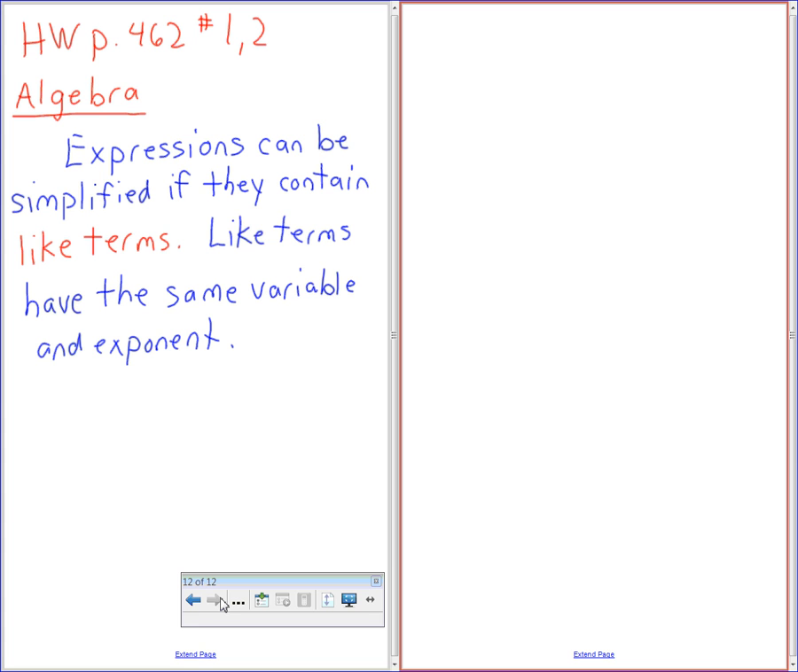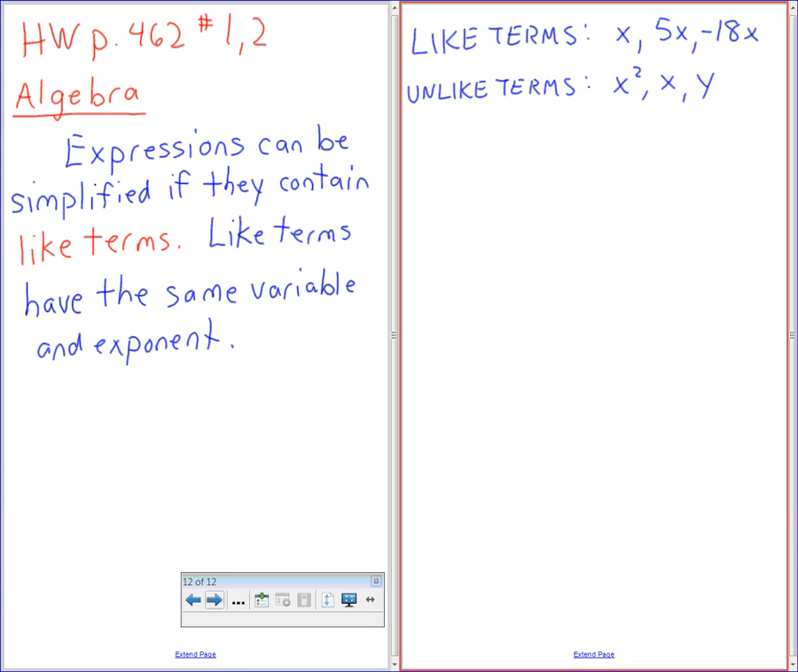Okay, so my example of things that are like terms: things like x, 5x, negative 18x, those are all like terms. Unlike terms are going to be things like x squared, xy, and negative 2x to the 18. The reason the first ones are all like terms is because they all use the plain x, right? So they can be brought together.